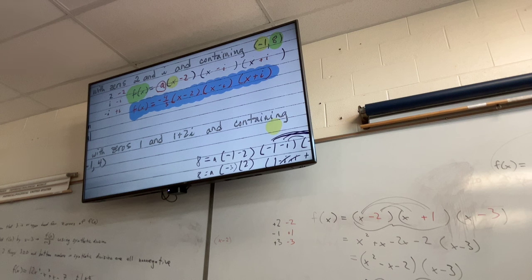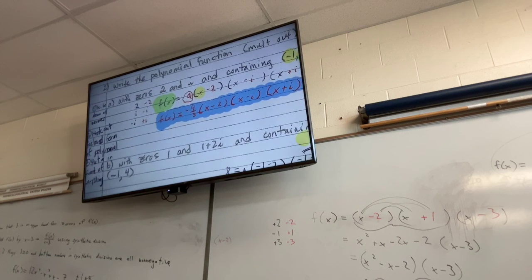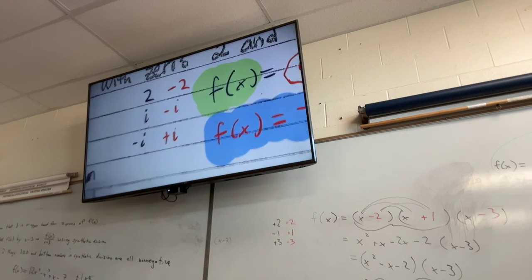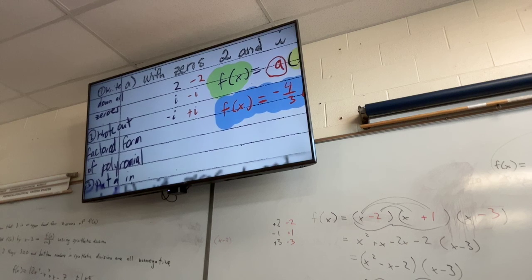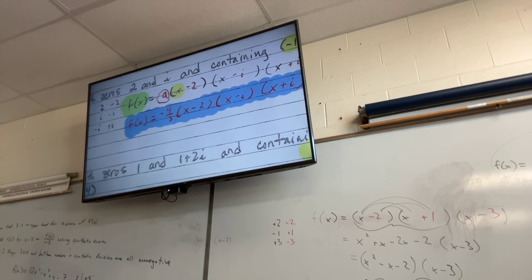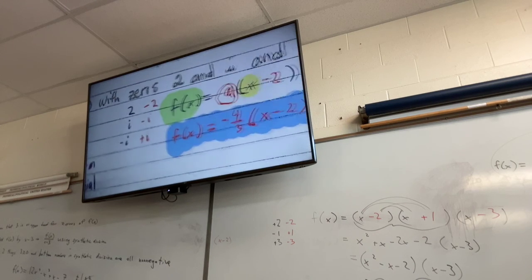All right, I feel like that was a lot of new information. Feeling okay? The problem just has a lot of parts. So we wrote down all the zeros, right? 2, i, and then negative i is a zero? Yeah, because anytime I have a complex or an irrational zero, that number's conjugate is also a zero. Okay? So we wrote down all the zeros, and then we did this just like we did in the homework, except we put an A there.